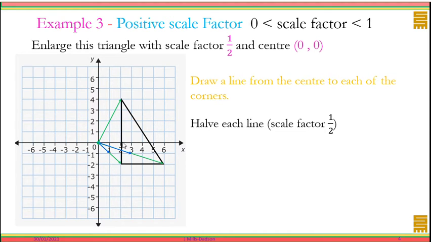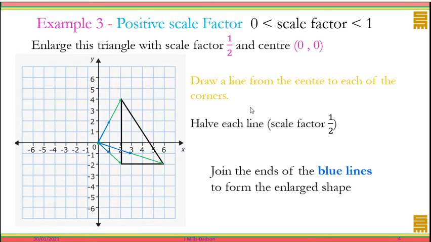This line is 2 and 4. So that will be 1 and 2. You can see the half of the line. Join the ends of the blue lines. So you see, it's still not congruent. It's smaller than the original.